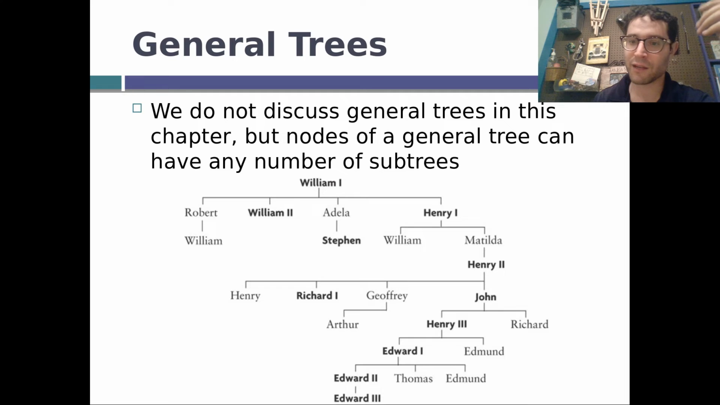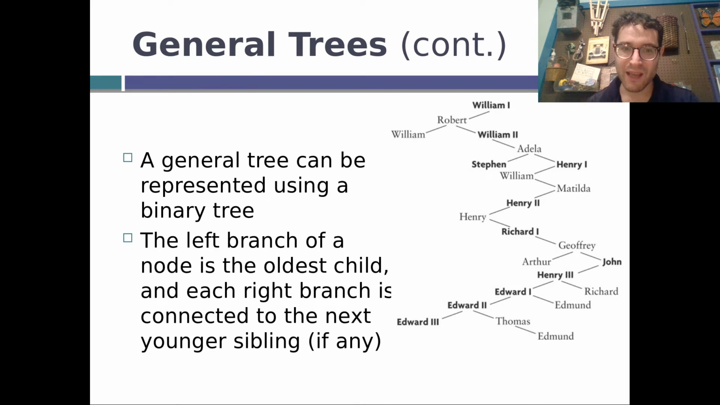And the reason is because any tree we have can actually be converted into a binary tree. So watch this, I actually think this is a pretty cool magic trick over here. So watch this tree, and I'll flip it back and forth between these slides. And we flip this tree by basically saying that the left branch of a node is its oldest child, and your right branch is connected to your younger sibling.